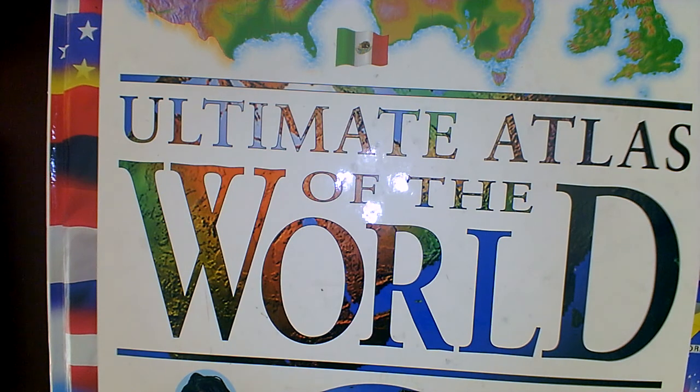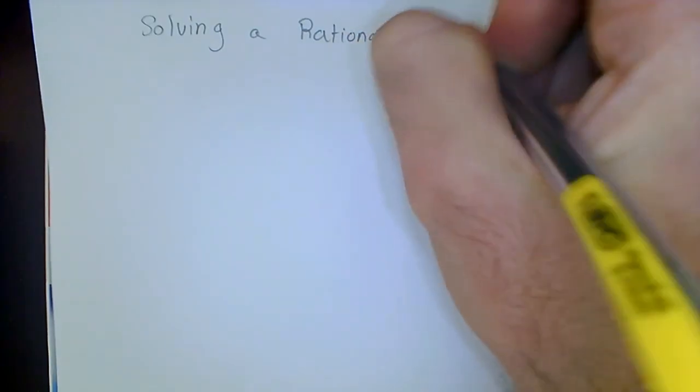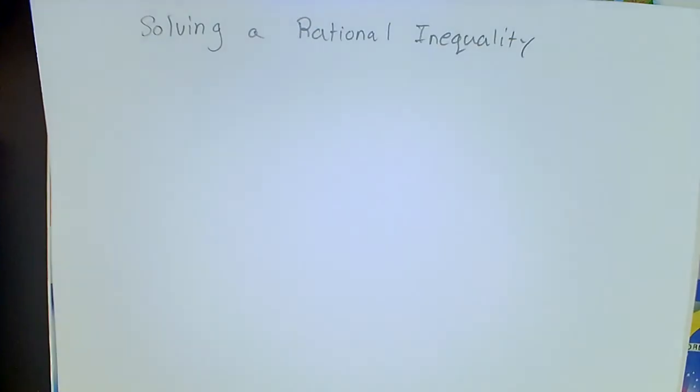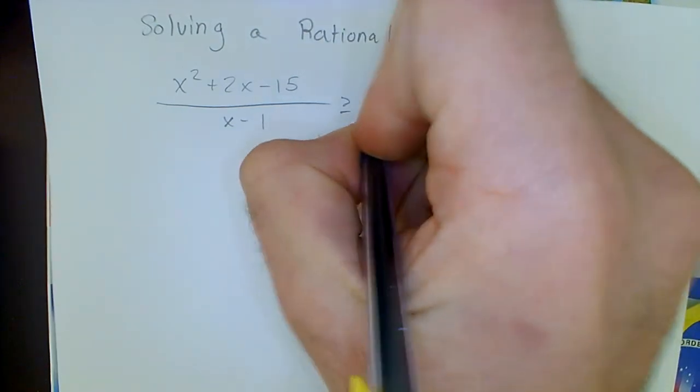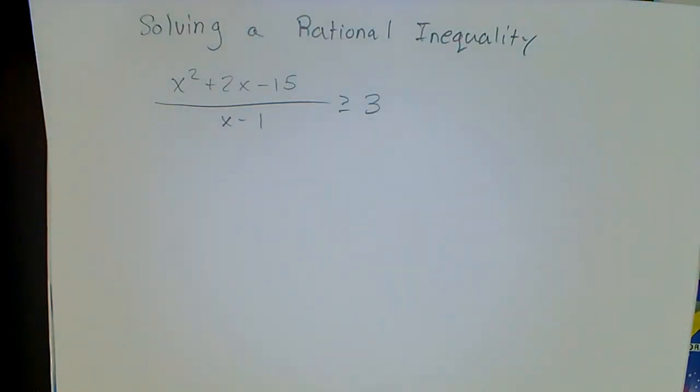Okay. So now, finally, the last one I want to talk about is solving a rational inequality, like something involving a fraction. Let's solve x squared plus 2x minus 15 divided by x minus 1 greater than or equal to 3.